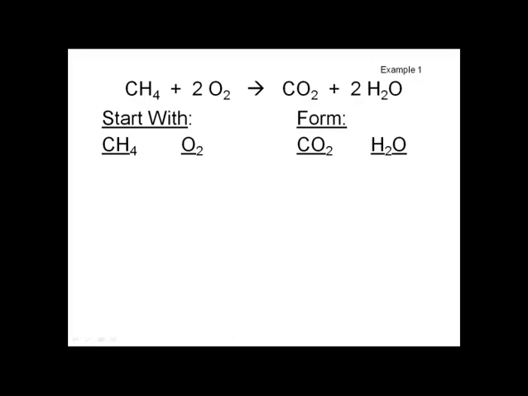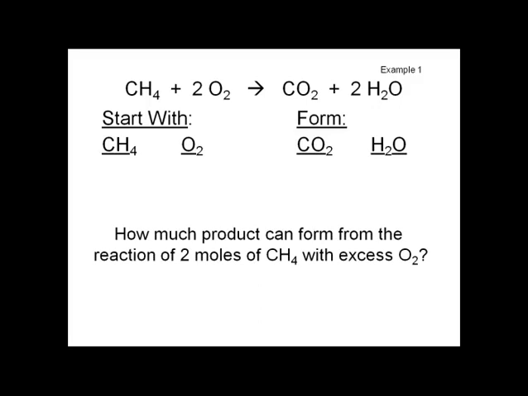As our first example, we use the combustion of methane, the reaction of CH4 with 2 moles of O2 to form carbon dioxide and water. We will keep track of how much reactant we start with and how much product is formed. If we had a problem that asked how much product can form from the reaction of 2 moles of CH4 with excess O2, the problem tells us that O2 is in excess.